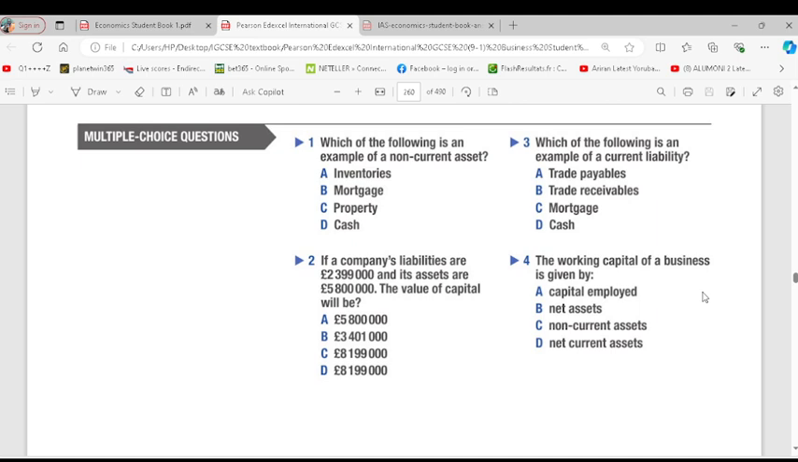So go to the multiple choice questions for chapter 30, statement of financial position. Question 1. Which of the following is an example of a non-current asset? Non-current means an asset held for more than a year. Now we have inventories, property, mortgage, and cash.